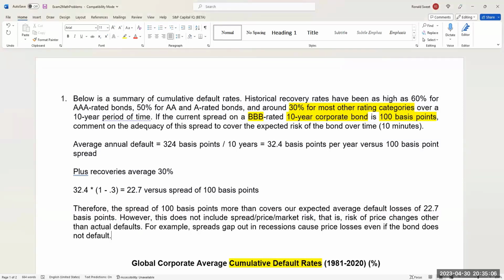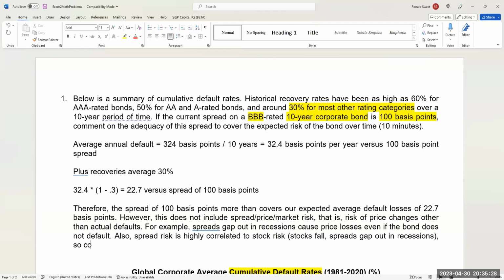The other issue you might bring up here, I think we talked about it quickly in class, is that spread risk is highly correlated to stock risk. Stocks fall, spreads gap out in recessions. So the correlation, the diversification benefit, is lower for corporate bonds than for treasuries, thus justifying additional spread.